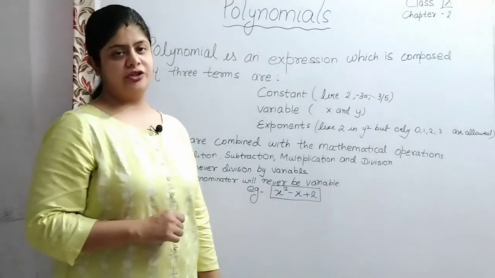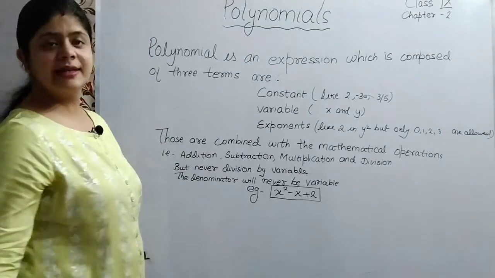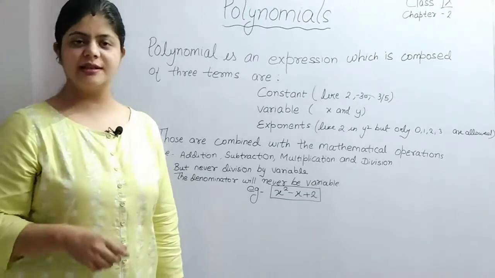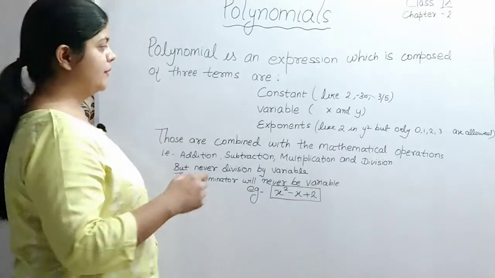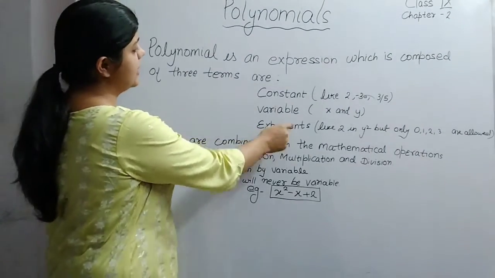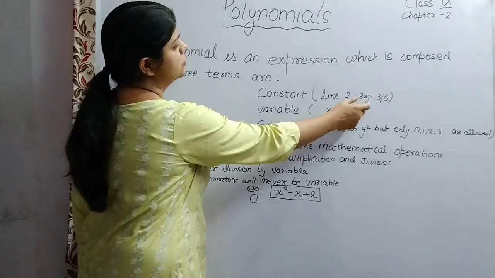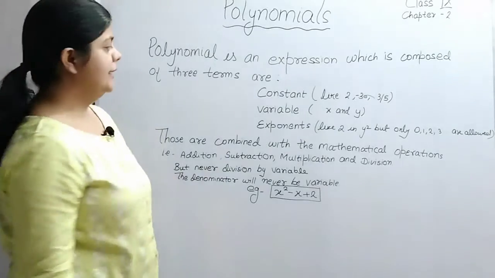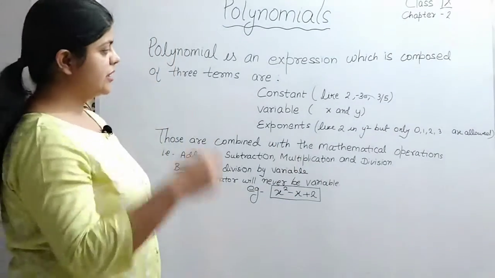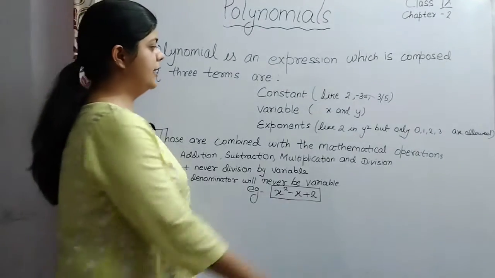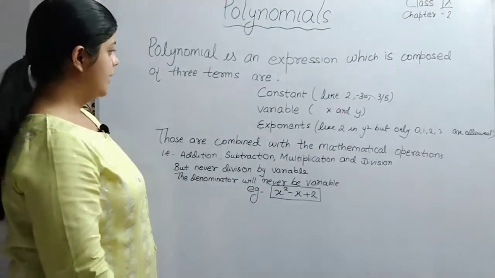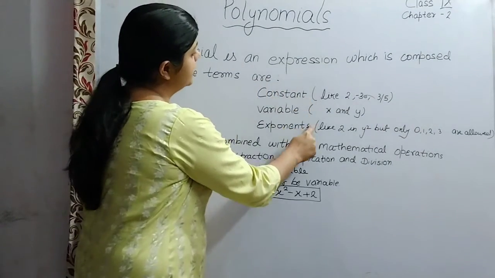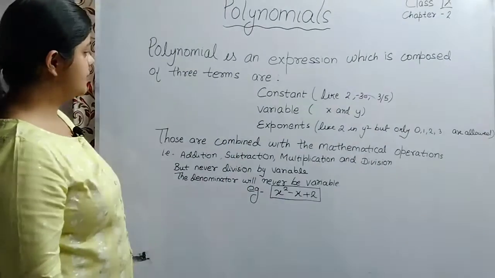Now the definition. What is a polynomial? A polynomial is an expression which is composed of three things: constant, variable and exponents. What is a constant and a variable? Constants are like 2, 30, 3/5 in any form. Variables are x and y. Exponents are powers which are written on the side of a variable, like x square. So a polynomial is made up of constants, variables and exponents.